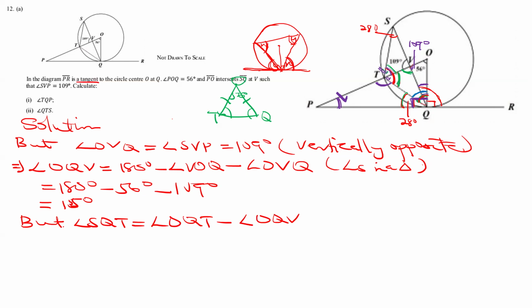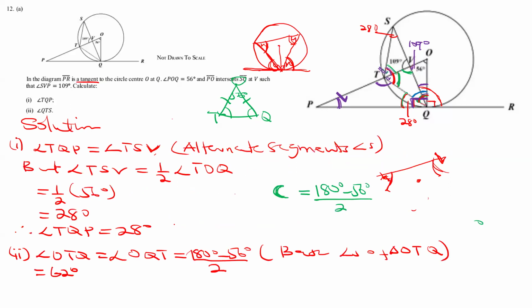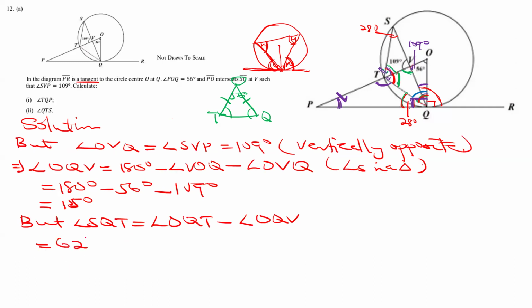Yes. Okay, so that will be equal to angle OQT. We found angle OQT. Where is angle OQT? OQT is here. That is the 62. Can you see that? So that will be 62 degrees minus what? The angle OVQ, and that is here. OVQ is 15 degrees. So that will be equal to 47 degrees.